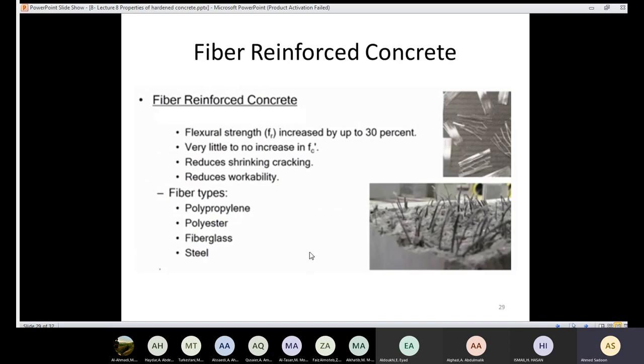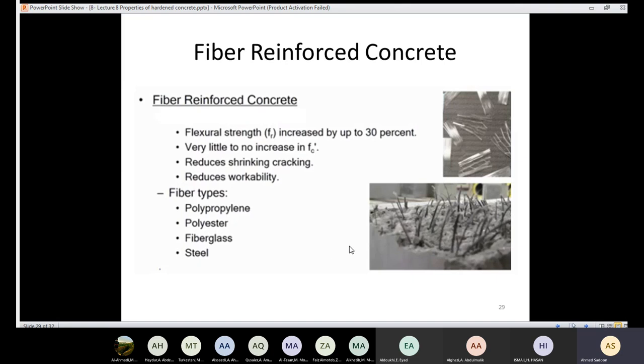Also, we have the fiber reinforced concrete. In fiber reinforced concrete, we are going to use fibers made from ingredients like polypropylene fibers, polyester fibers, fiberglass, and steel. We are going to use a fiber with the concrete. So what is the purpose of using fiber in the concrete?